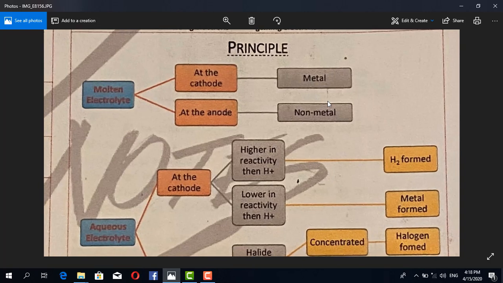As for the general principle for the cathode and anode: with a molten electrolyte, meaning a substance that has been melted, those that go to the cathode are metals, and those that go to the anode are non-metals.